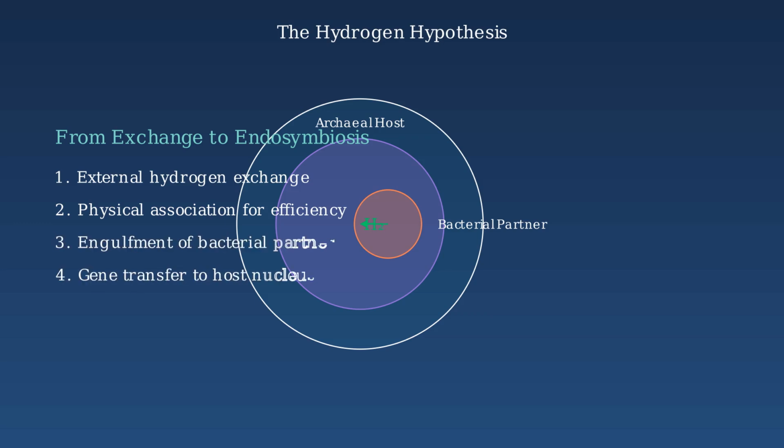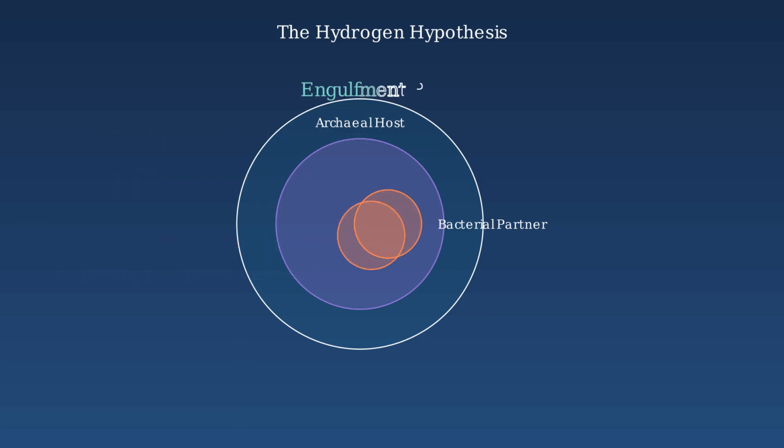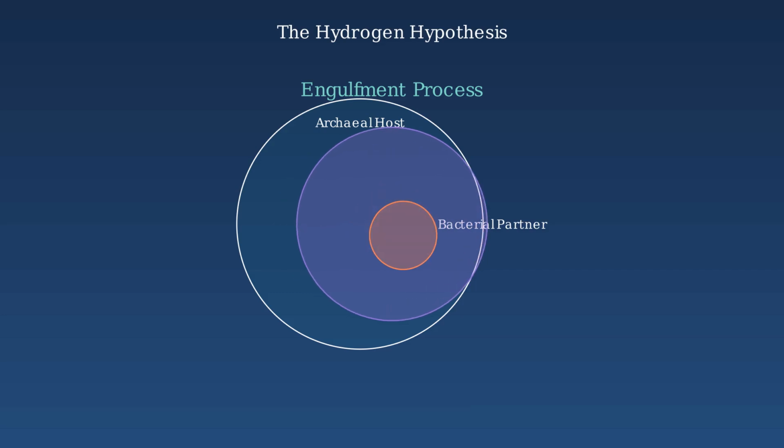Eventually, the archaeal host engulfed the bacterial partner, internalizing the hydrogen source. Finally, gene transfer occurred from the endosymbiont to the host. The hydrogen hypothesis elegantly explains how the initial metabolic dependency led to a permanent cellular integration. As this relationship became permanent, the engulfed bacterium evolved into what we now recognize as the mitochondrion.